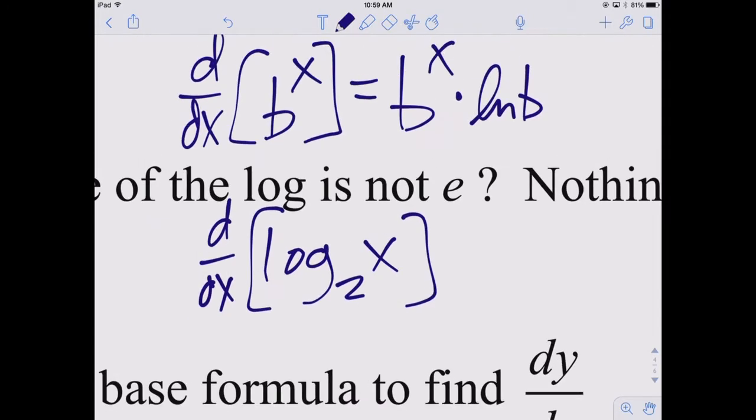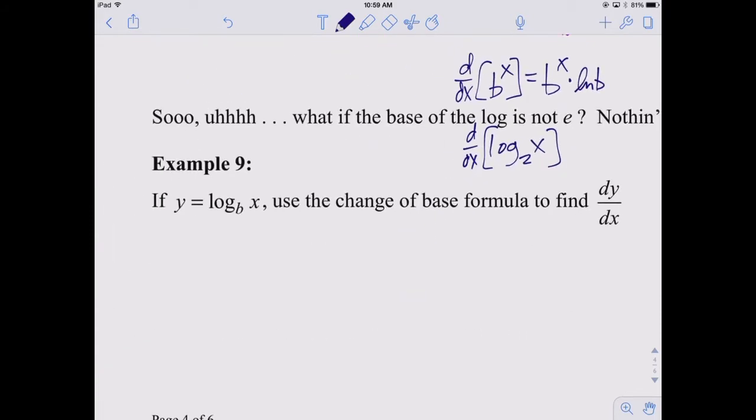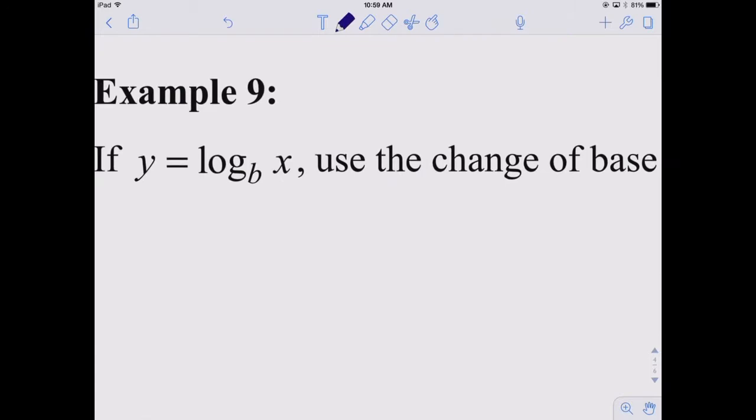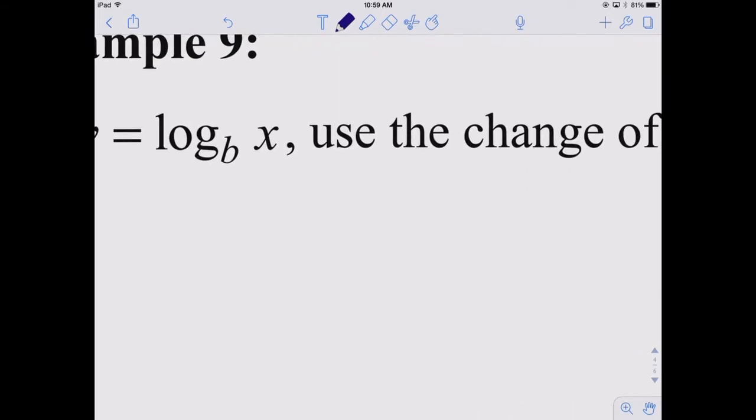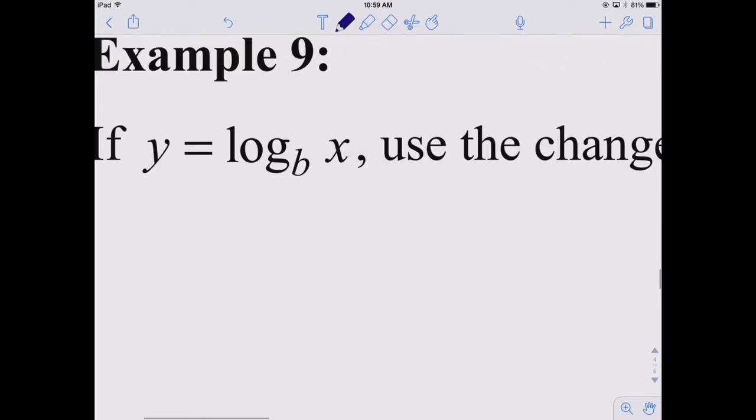So there ought to be something equivalent for logs that are not base e, right? Natural logs, like log base 2 or even log base 10. Well, there is. And we're going to do it using the change of base formula. So we're going to derive the rule. It's always fun to kind of derive the rules so that you can see where they came from. You also have a way to reinvent them if you ever forget them. Yeah? If y equals log base b of x, use the change of base formula to find the derivative.